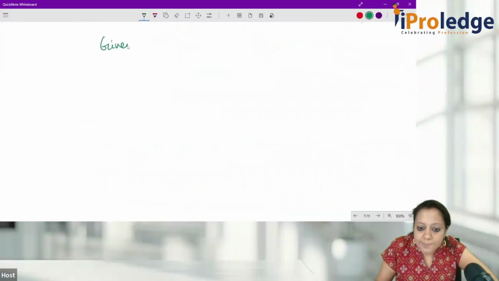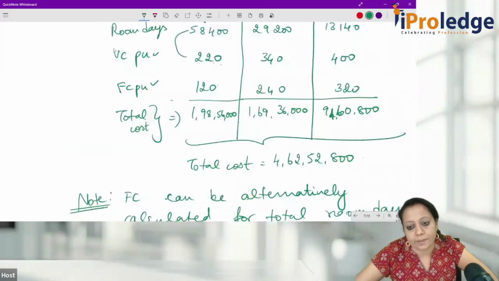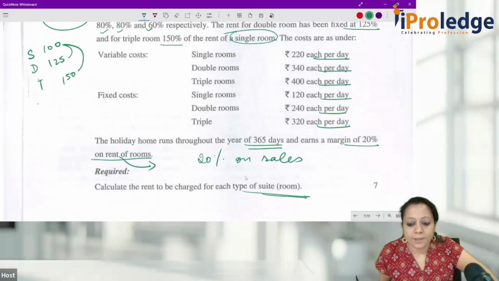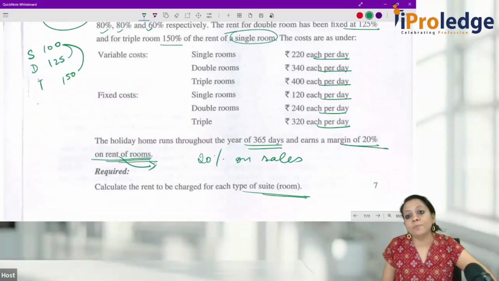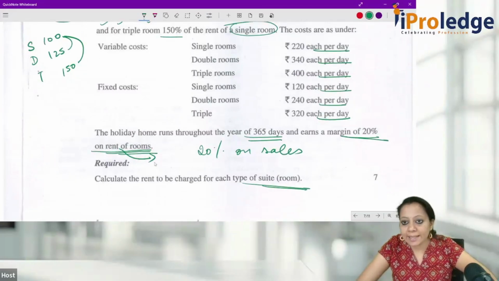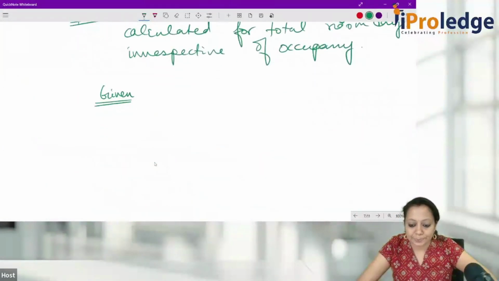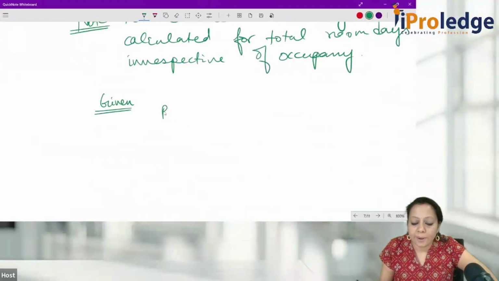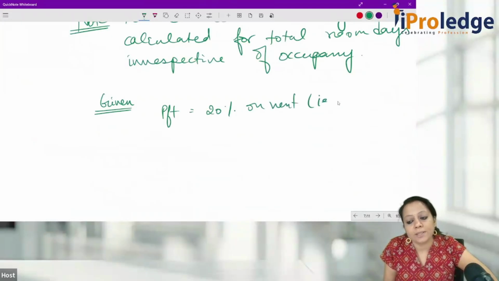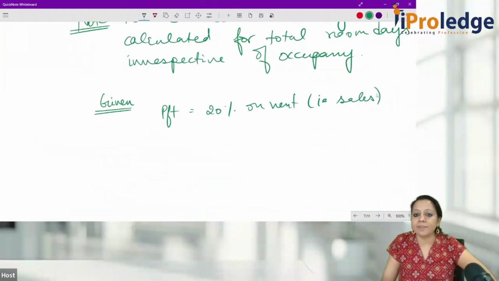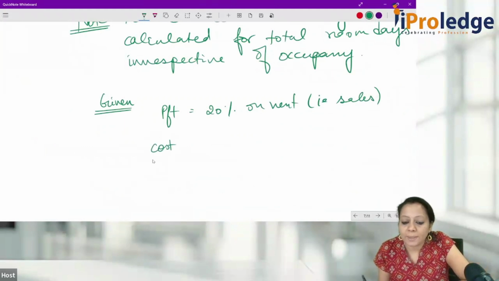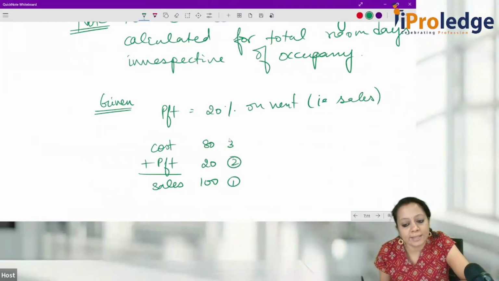Now, given, I will show it to you again. Okay. Rent, you can all see margin of 20% on rent of rooms is given to us. Okay. Rent means sales. That also I told you. So given profit is equal to 20% on rent, that is sales. Because it is a holiday home, for them rent is considered to be a revenue. Okay. Now cost plus profit is equal to sales. We all know that. If this is 100, this is 20, means this has to be 80, no? 1, 2, and 3.